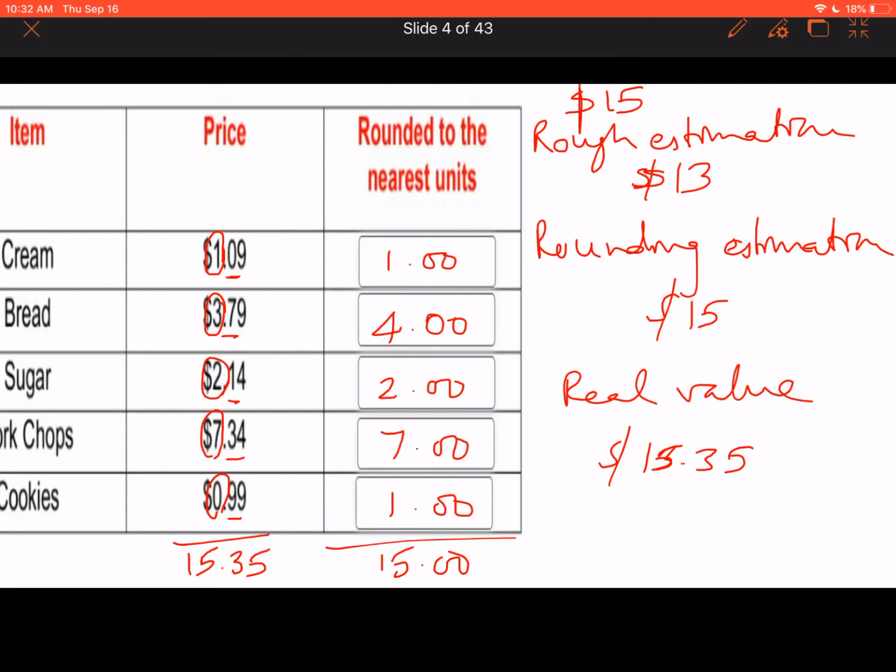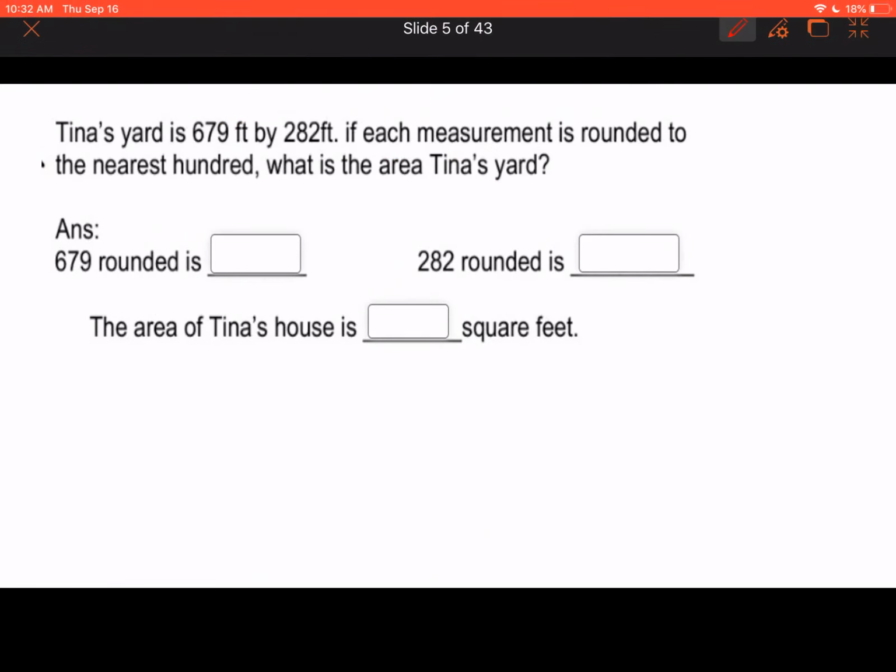Okay, now let's go and see another example. Tina's yard is 679 feet by 288 feet. If each measurement is rounded to the nearest 100 place, you have to round. Okay, what is the area of Tina's yard? Okay, 679 when you round, the next digit we have to check is 7. Right? This value is greater than 5. So we have to round up the value of the hundreds place. So it is going to be 700.